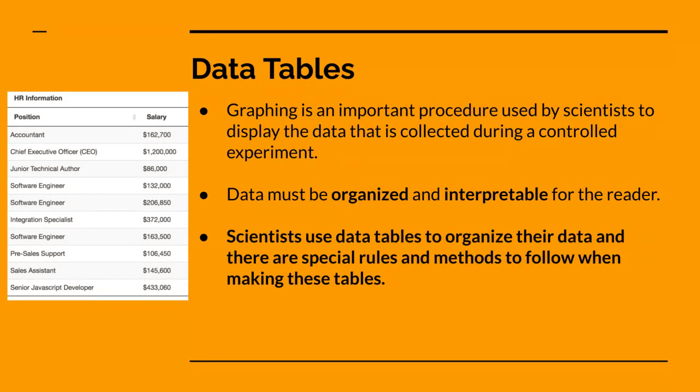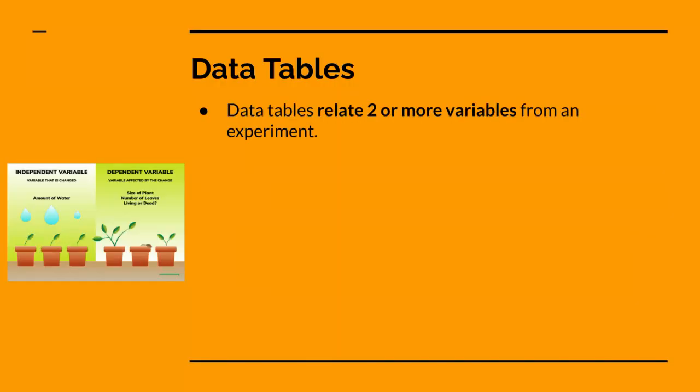Scientists use data tables to organize their data, and there are special rules and methods to follow when making these tables. Data tables, generally speaking, are used to relate two or more variables from an experiment. For the most part, we're really just going to be looking at a simple manipulated variable and responding variable kind of test. There are others, of course, that look at a different number of responding variables, or at least a different number of categories of a responding variable.